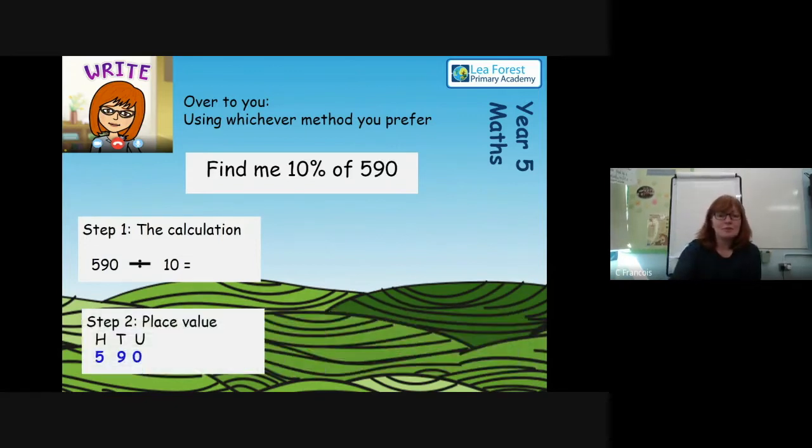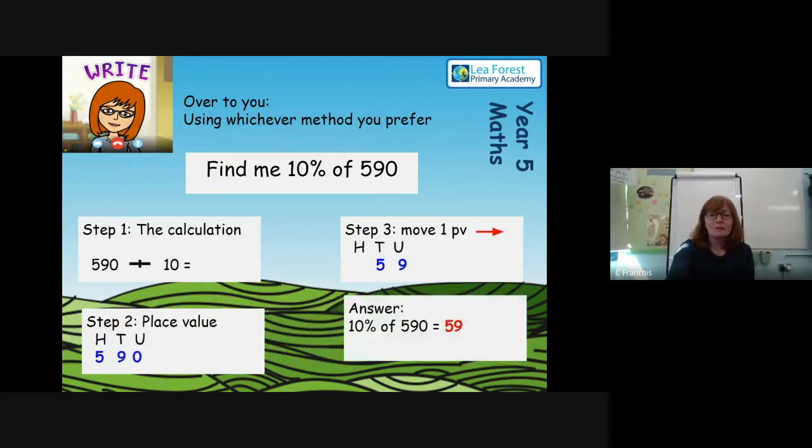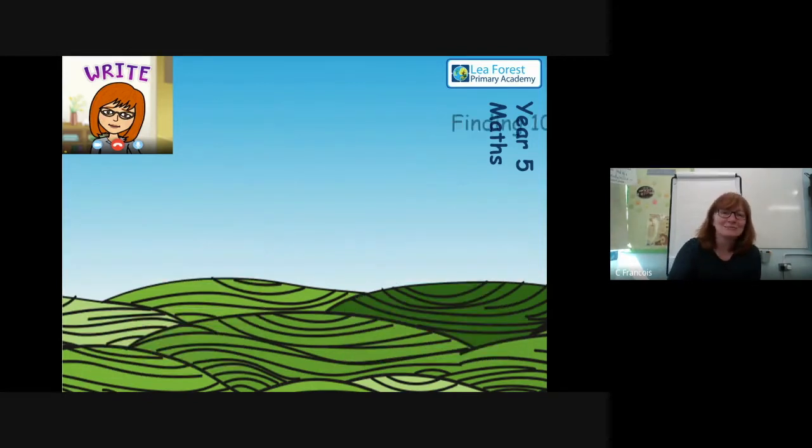And so we can do it again, either using our place value method, jotting down a place value chart and moving everything one place value to the right because we are dividing by 10. So 10% of 590 is 59. I thought you did, Cole. I thought you might have put the extra digit there in your haste to get it written down.